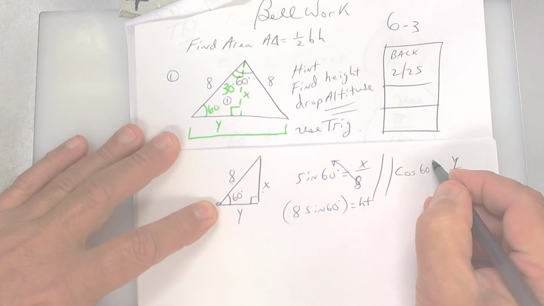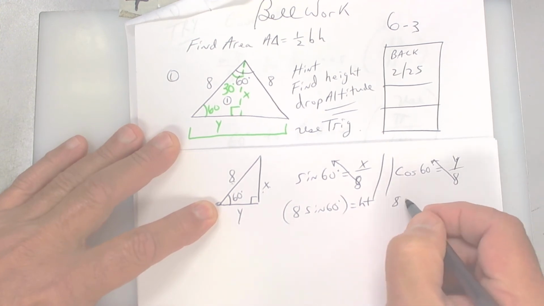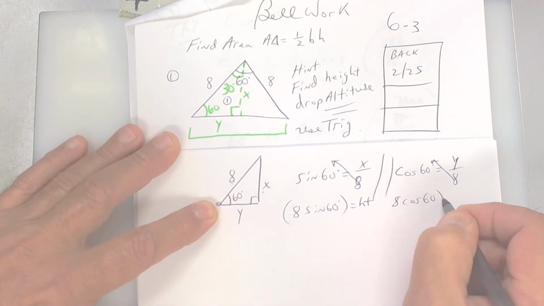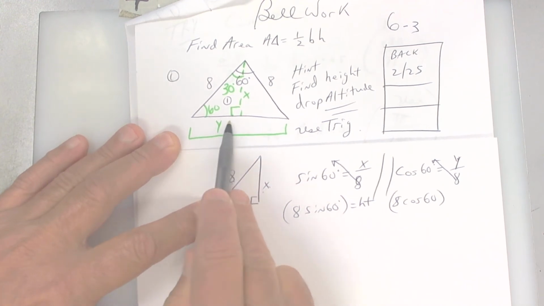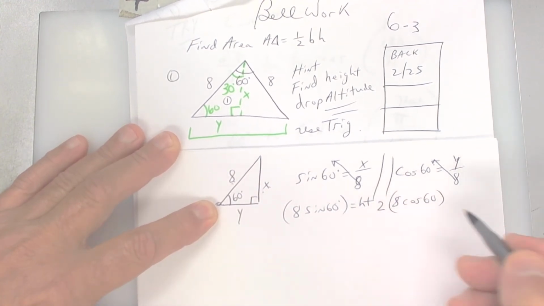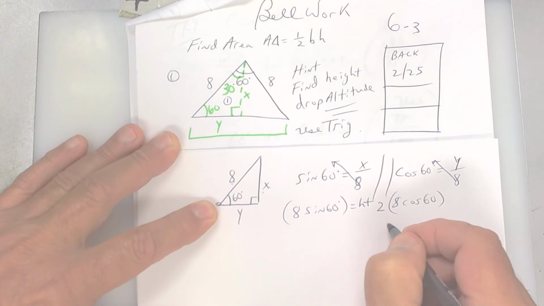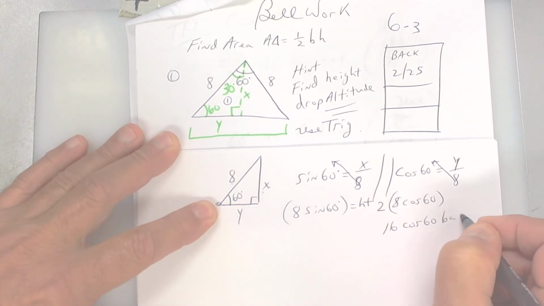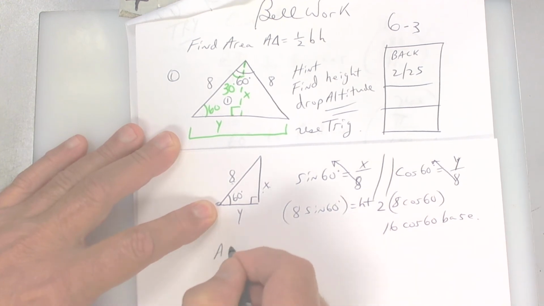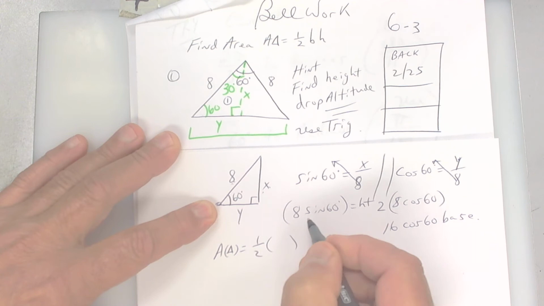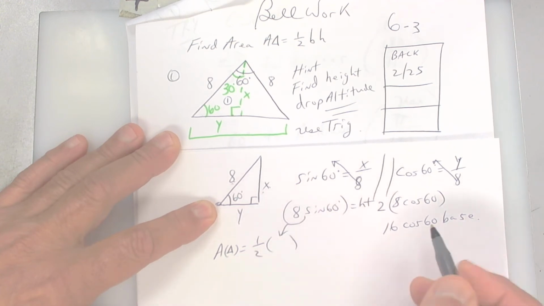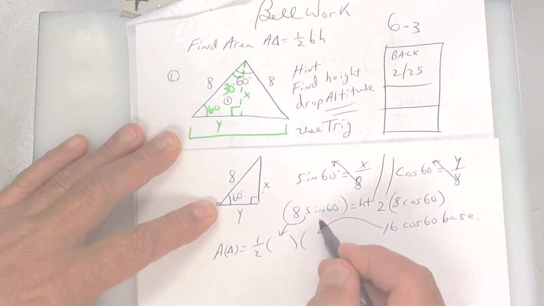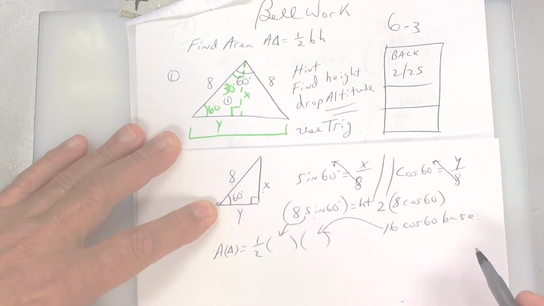And then here, I'm going to multiply by 8. I get 8 times the cosine of 60. And that gives me half of the base, so I have to multiply by 2. So that's going to be 16 times the cosine of 60 degrees, and that's my base. Now, area of a triangle, any triangle, is 1/2 the base times the height, or base times height. So this is my base, and that's my height. And I might have it backwards, but that's okay.